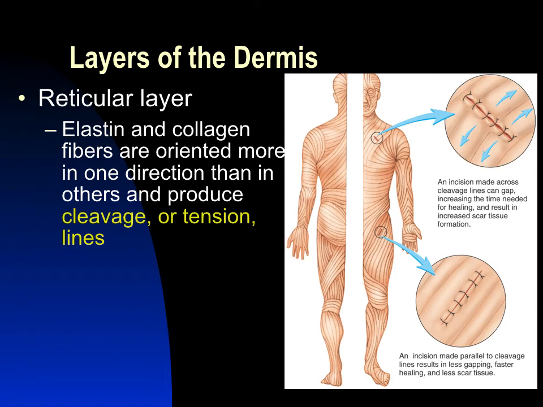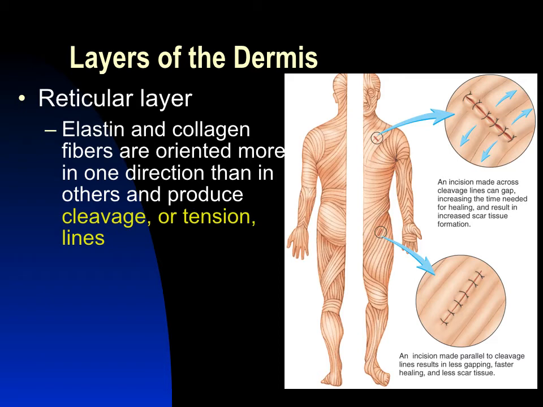The majority of the tissue, though, is this irregular, dense, fibrous connective tissue, and this is particularly in the reticular layer. These fibers are very, very abundant, and they are what gives the lower layer of the skin its strength and elasticity. The fibers of the reticular layer are oriented in particular directions more than others. These produce lines of cleavage or tension.